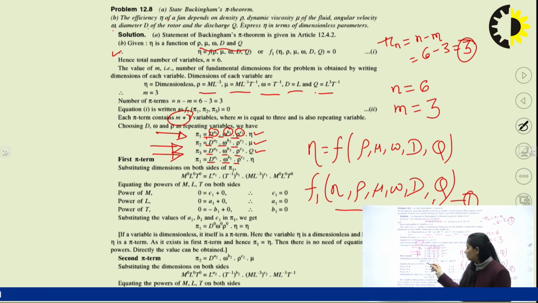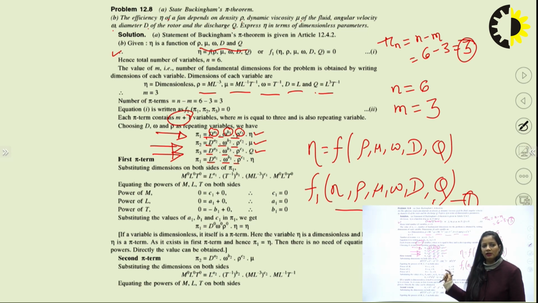So we just need to formulate the equation for pi 1. We'll formulate it in terms of dimensions. Here eta is also dimensionless. Now equate the powers of M, L and T. You will get c1 as 0, a1 as 0 and b1 as 0. So put all these exponents in the particular equation of pi 1. What you will get? Pi 1 as simply eta.